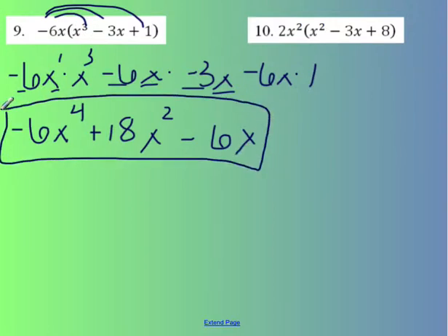So you want to make sure every time you multiply each part out that you have a plus or a minus sign that separates each of them. Okay, so that's your final answer for that one.